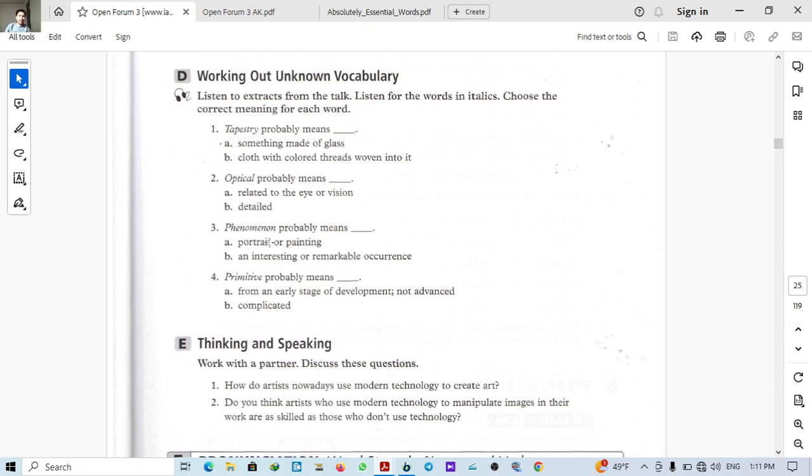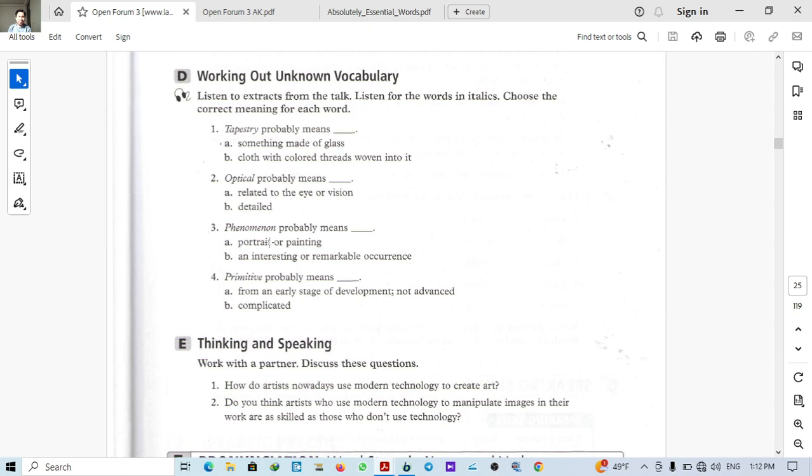So here we are working out unknown vocabulary. Guys, sometimes it is very probable and very common, and frequently we are facing such a situation, that we don't know the meaning of particular words. But actually, it is not appropriate to just stay or pause and think about that particular word.